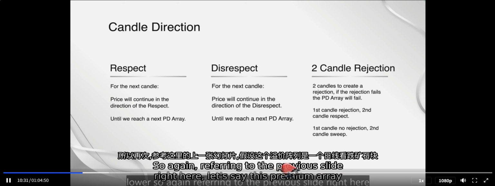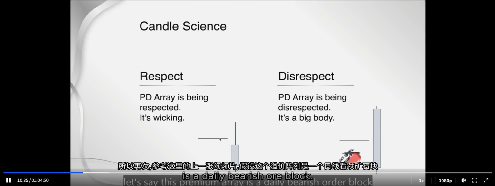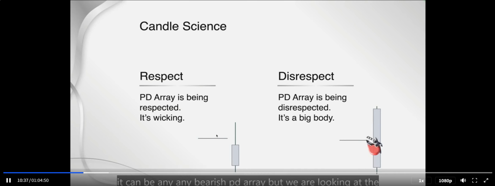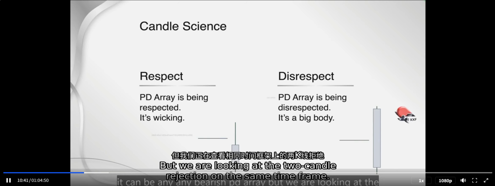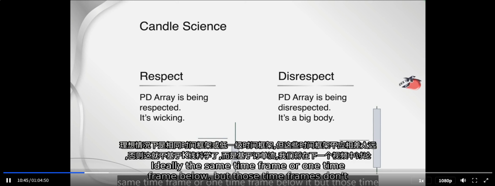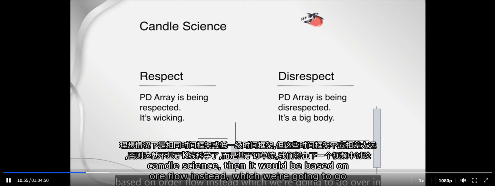So again, referring to the previous slide right here, let's say this premium array is a daily bearish order block. It can be any bearish PD array. But we are looking at the two candle rejection on the same time frame. Ideally the same time frame or one time frame below it. But those time frames don't go too far apart, because then of course this is not working based on candle signs, then it would be based on order flow instead, which we're going to go over in the next video as well.